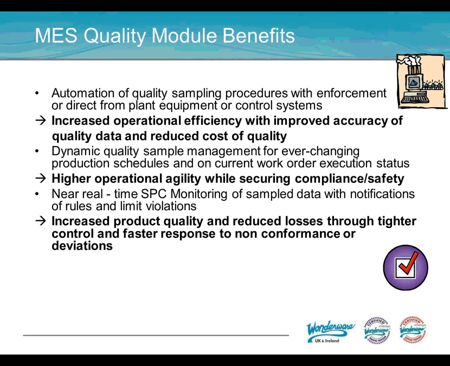Having this capability of handling dynamic, ever-changing production schedules and ensuring that the correct sampling plans are used at any particular moment to capture the correct data means that you are improving your operational agility and making sure that you are collecting the correct data to comply with end-user requirements. And finally, by incorporating SPC monitoring, it enables us to improve product quality and reduce losses by having a tighter control over our quality parameters and being able to respond to non-conformances or deviations as they occur and take the necessary corrective actions in good time.